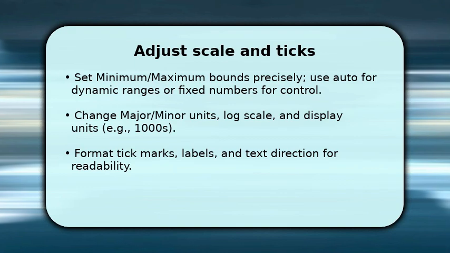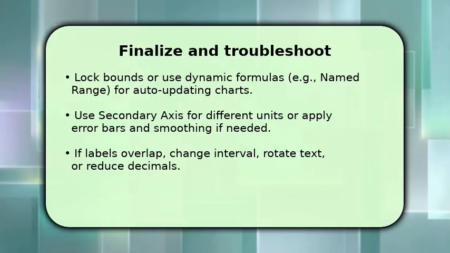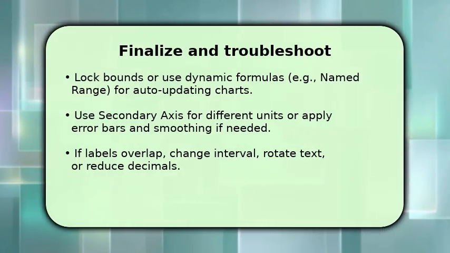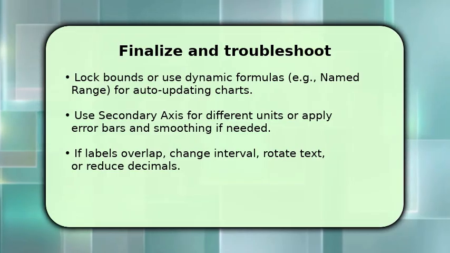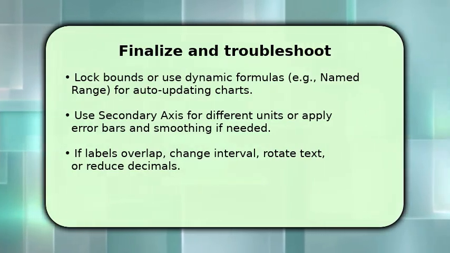To finish, lock in choices and confirm they work with real updates. Use named ranges or table-based data so axis updates automatically when values change. Add a secondary axis when comparing different units and apply error bars or trend lines to clarify patterns.